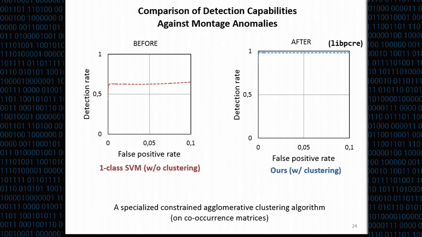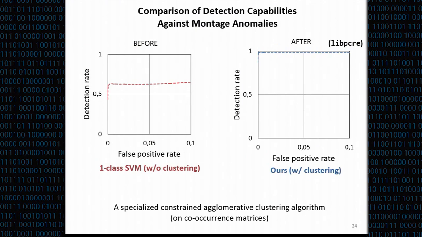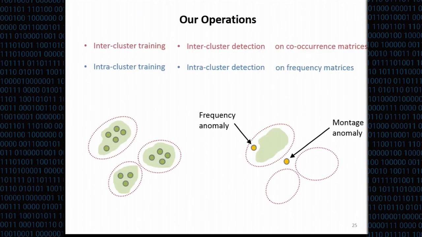And on the left is a figure with a very low detection rate from the traditional off-the-shelf classifiers, and the one on the right is our two-layer clustering plus classification technique. Okay. So I mentioned the two-layer clustering plus classification multiple times. What actually happens here is we have the inter-cluster training, which means we build clusters, and we have the intra-cluster training, which means we build classifiers inside each of the clusters, and we do training and detection on both of the layers. And that's the reason why we have better detection results.